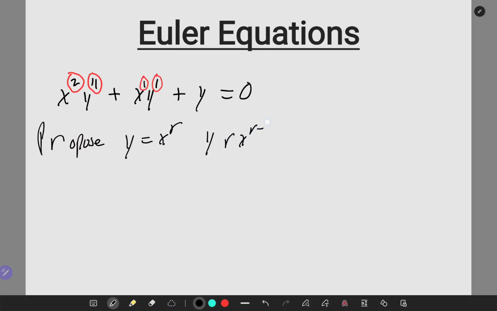Right, so y prime would be r times x to the r minus 1. And y double prime would be, this would be r squared. No, actually, this would be r times r minus 1 times x to the r minus 2, right? So then you plug those in and then solve for our general solution.